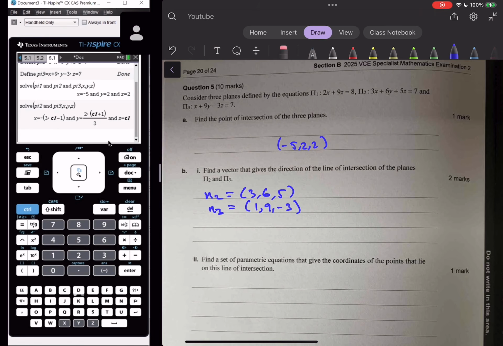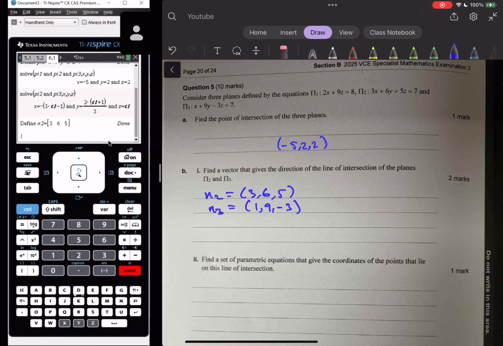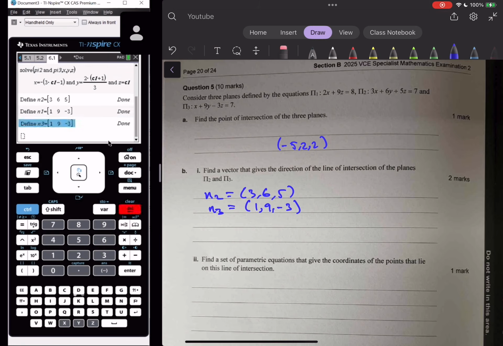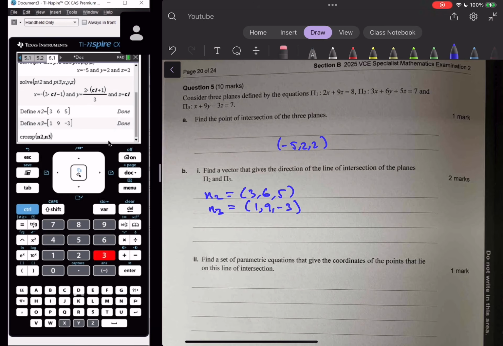So let us compute the cross product of n2. I haven't even defined it. Maybe I should define it actually. That might be a good idea for later. Define n2 equals 3, 6, 5, and n3 equals 1, 9, -3. Let's take a look at the cross product of n2 and n3, giving us -63.